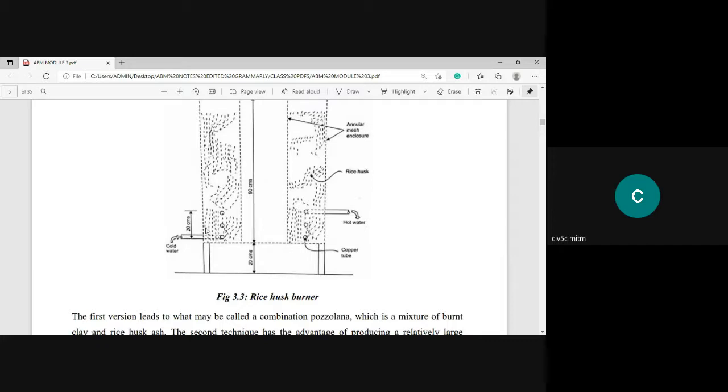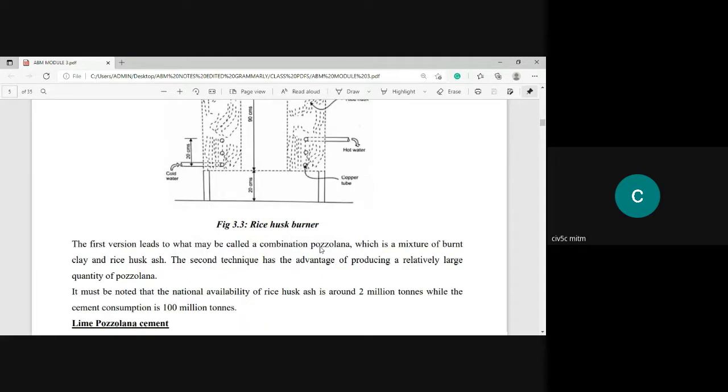During the burning process, they have inserted copper tubes, and they send cold water through these copper tubes. Because of this burning process, they are going to get hot water from the outlet. So this is the mechanism they have made. There is no connection between the rice husk ash and this hot water. Did you get my point?